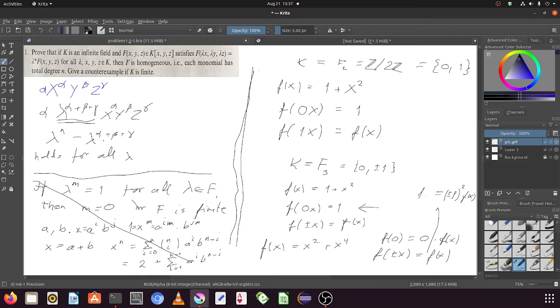Therefore, they must be equal, and that means that alpha plus beta plus gamma equals n. So that's it.